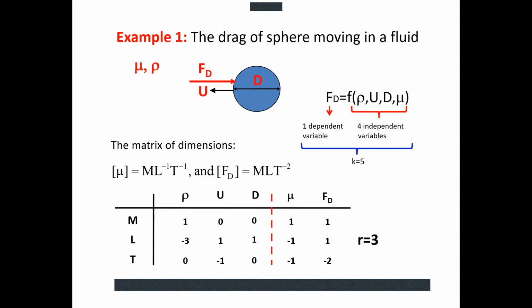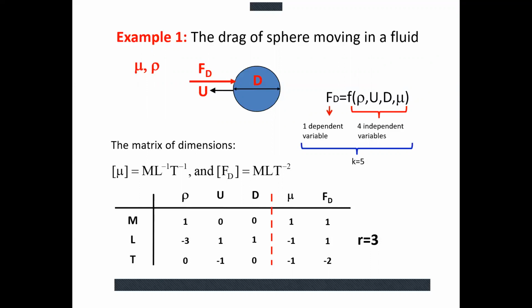The same example, the drag of a sphere moving in a fluid. We have 5 variables. One is dependent, F_D. The other 4 are independent. Please note that rho, U, D, and mu are independent, but F_D depends on the others. But in total, we have 5 variables.